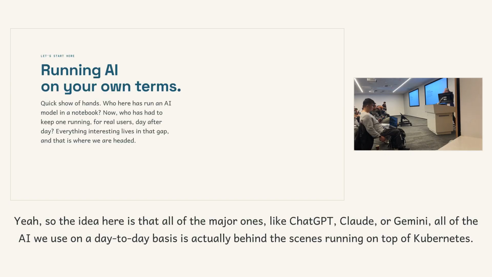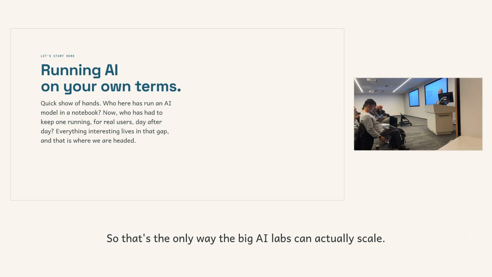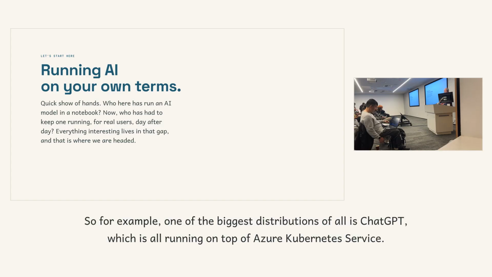The idea here is that all of the major AI, ChatGPT, Claude, Gemini, all of the AI that we use on a day-to-day basis is actually behind the scenes running on top of Kubernetes. That's the only way the big AI labs can scale and distribute their services all over the world. For example, one of the biggest deployments of all is ChatGPT, which is all running on top of Azure Kubernetes Service.